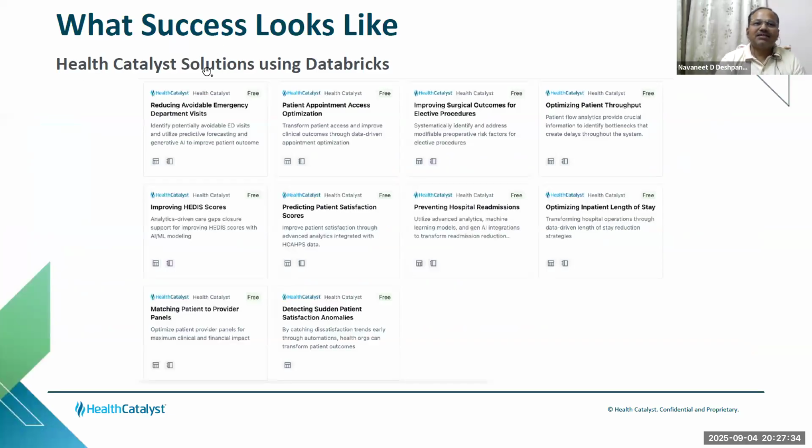So what success looks like: Health Catalyst solutions using Databricks. They are saying every set of data is a Databricks. For example, reducing avoidable emergency, how many things? Patient appointment access, how many times? Improving surgical outcomes, how many times? Optimizing patient throughput, how many times? So each and every set of data is looked at from a different perspective. So in future, as it works out, there could be a level playing field whereby priorities will change significantly. There will be development happening all over, within the kinds of systems which are evolving over a period of time.